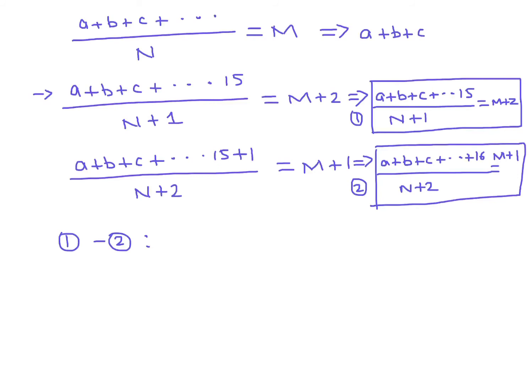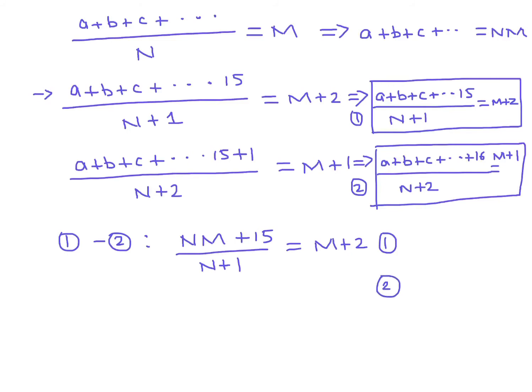A plus b plus c dot dot dot equals nm, right? I just cross multiplied. So instead of writing a plus b plus dot dot dot and all that stuff, we can just put nm. So the first one really just becomes nm plus 15 over n plus 1. See what I did there? Instead of putting a plus b plus c, blah, blah, blah, I just put nm. And that equals m plus 2. So this is our first equation.